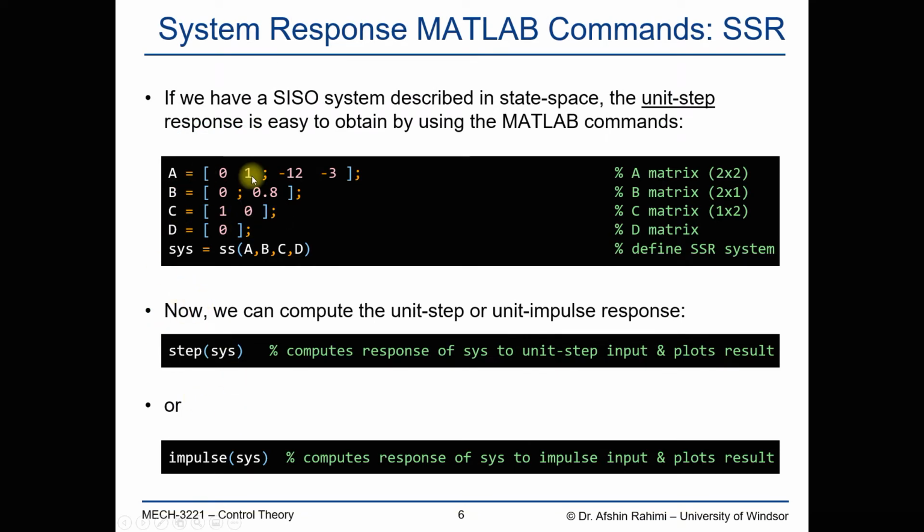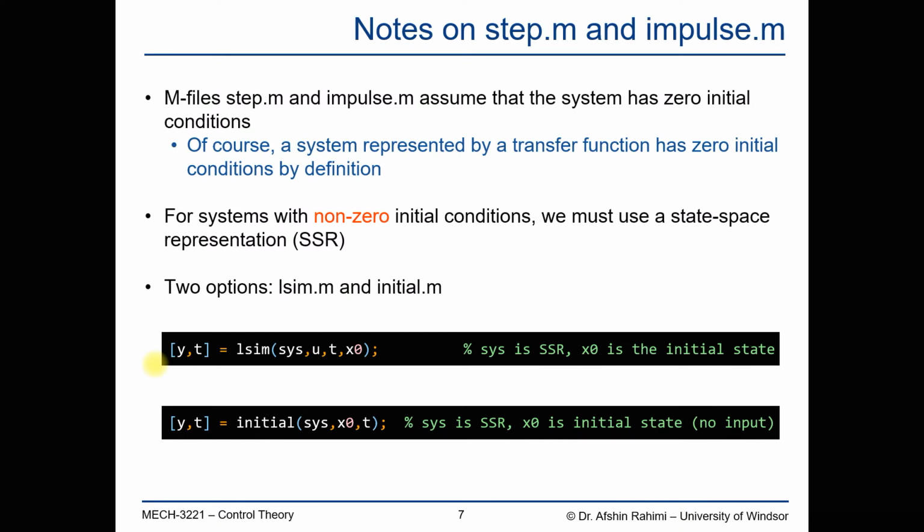So we used a state space representation, and we used again the step and impulse functions to be able to obtain the system output or behavior. Notes on step and impulse. Step and impulse assume that the system has 0 initial conditions. Of course, if you're using a transfer function, it has 0 initial conditions by definition. That is how we can actually form our transfer functions.